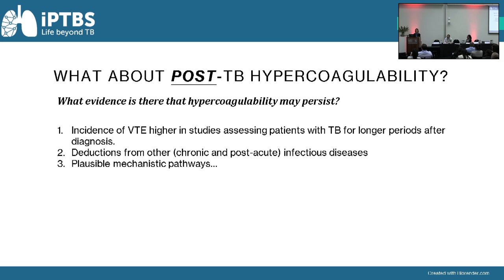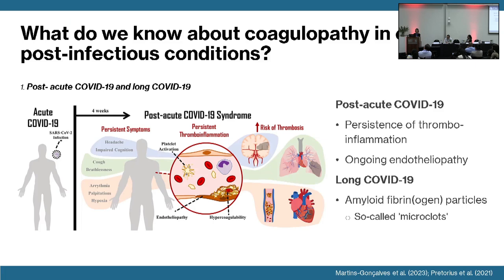So what evidence is there that hypercoagulability may persist after successful treatment? Well, the short answer is that there is a notable gap in the post-TB literature about this. There are, however, three arguments that support this: one, that the incidence of VTE is higher in studies assessing patients with TB for longer periods after TB diagnosis; two, deductions from other chronic and post-infectious diseases suggest that this is possible; and three, there are plausible mechanistic pathways for the development of post-TB VTE.